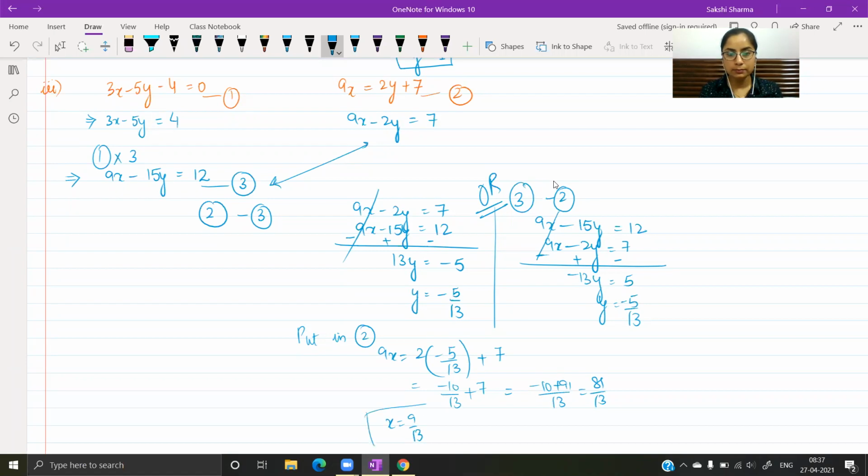Nine by 13. Yes, ma'am. So this is the answer. X is 9 by 13 and y is minus 5 by 13. Solve the pair using substitution. Just let me know once it's done so that we can do the next part.